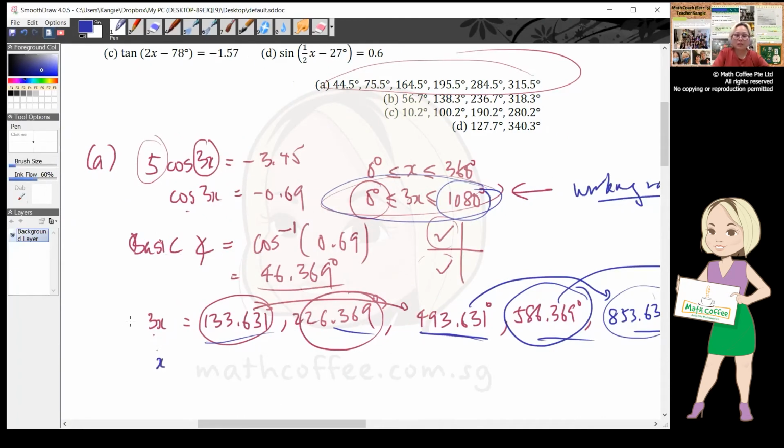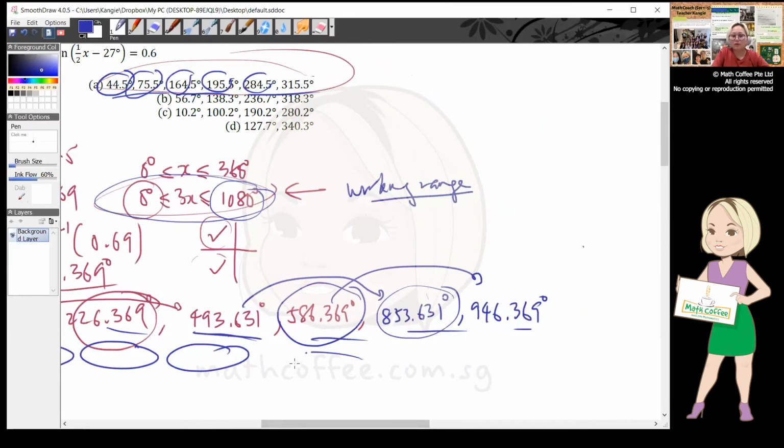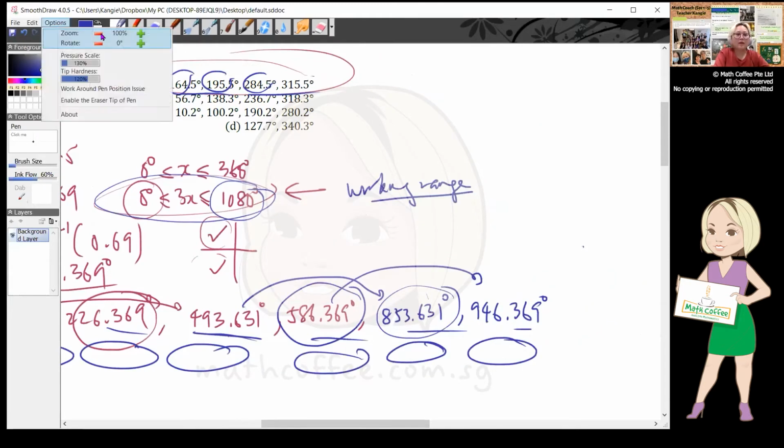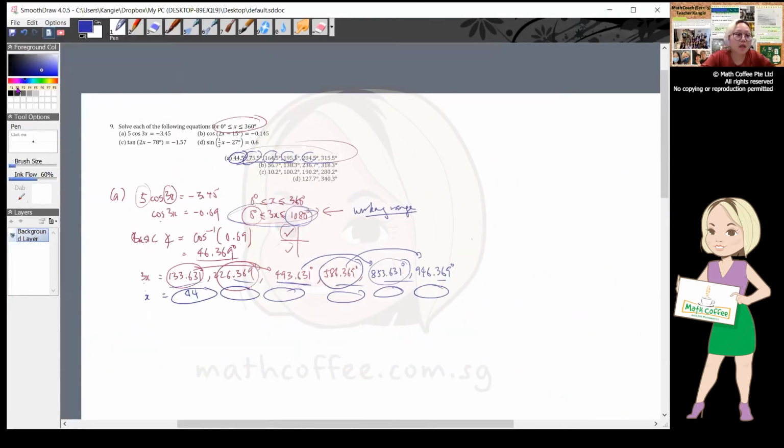Then solve x, which is I have to divide by 3 for all of them. So it will be 133.631 divided by 3. This one, of course, I don't need to do. So you see, this one divided by 3, divided by 3, divided by 3, and so on. So you have 2, 4, 6. You have 6 answers. So this one, I will leave it to you to go and divide by 3. I'm not going to press it 6 times. So a lot of students ask me, why need to go so many rounds?